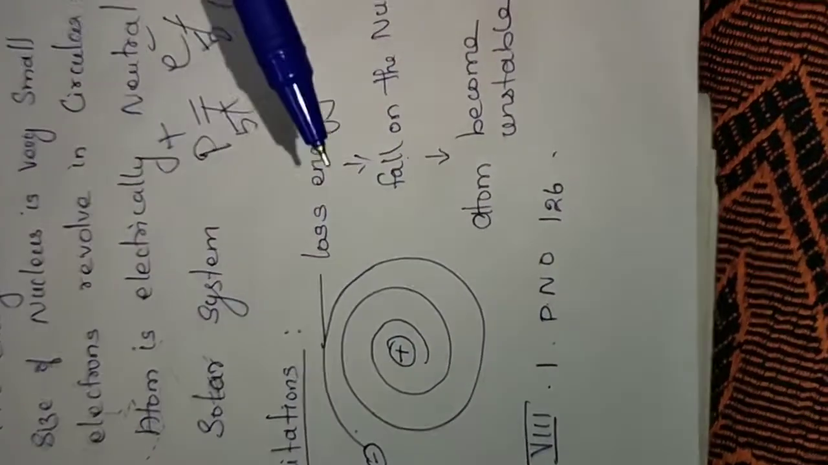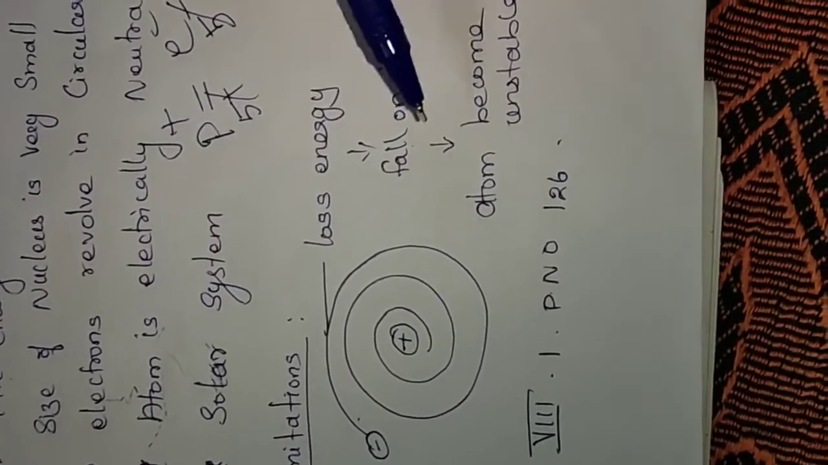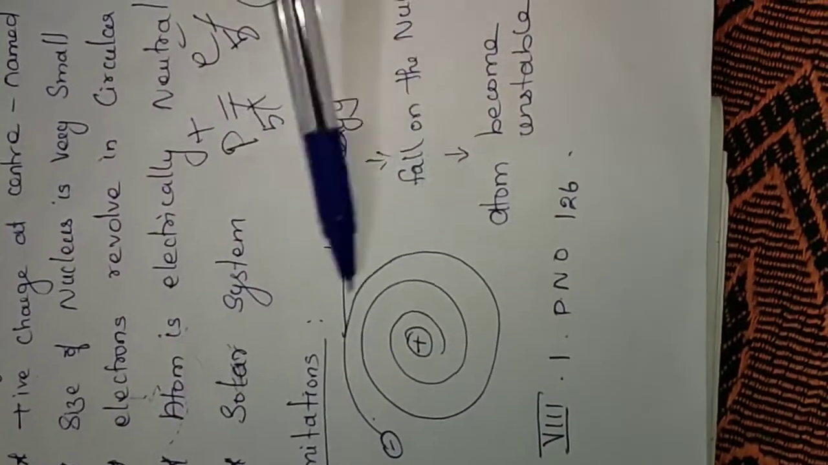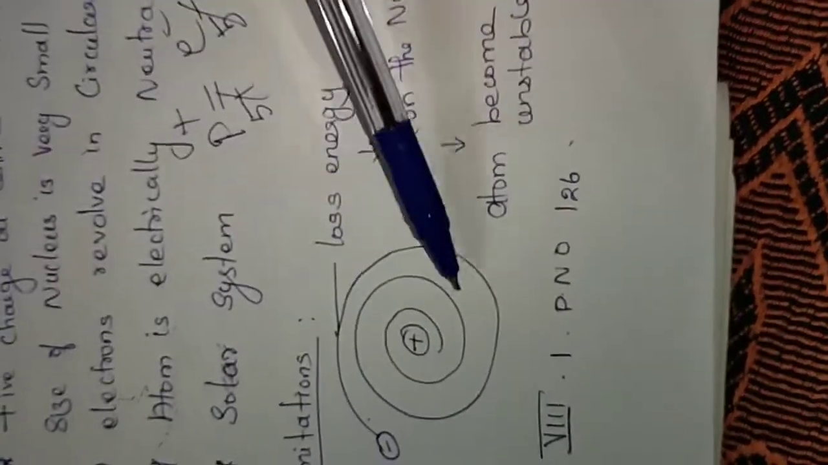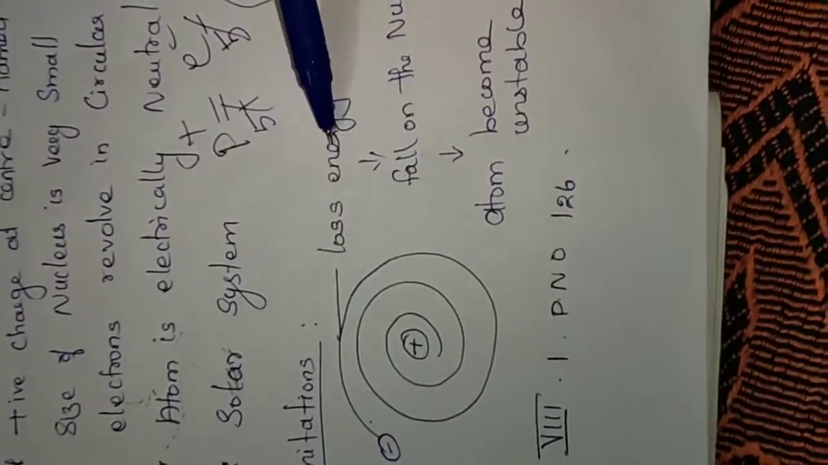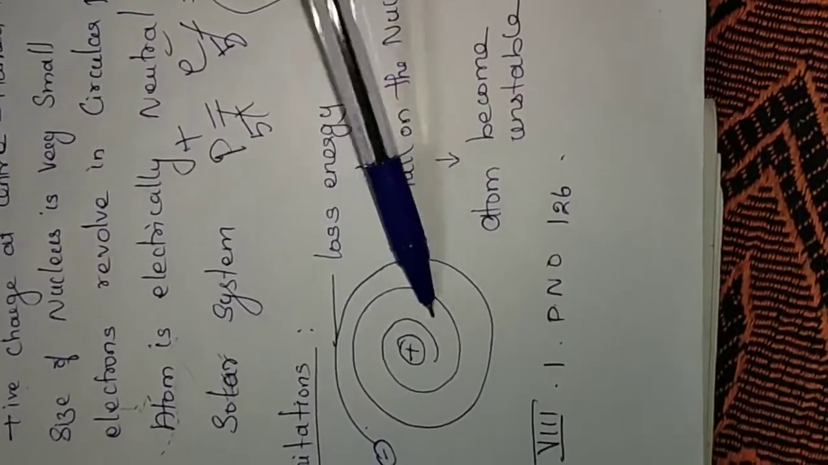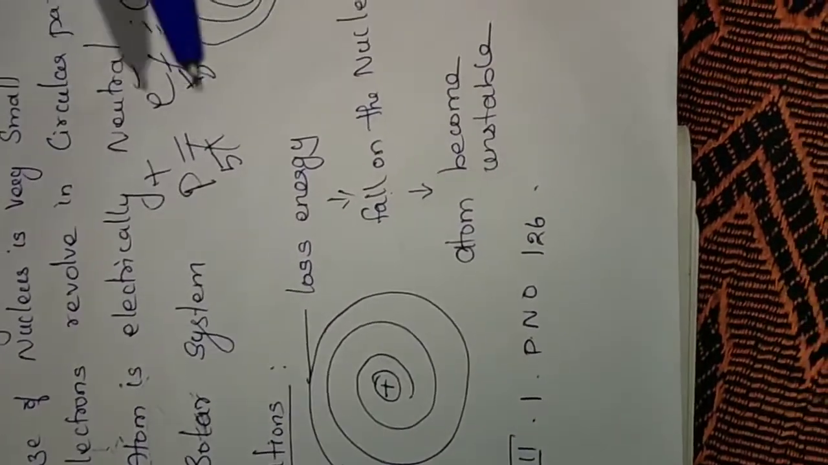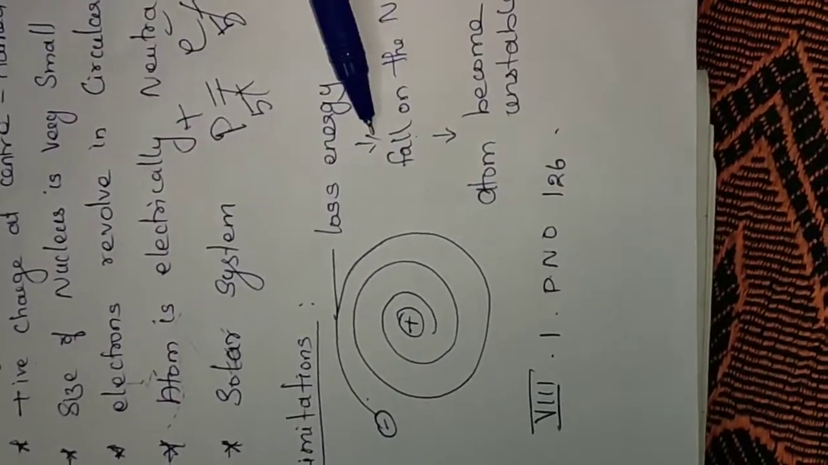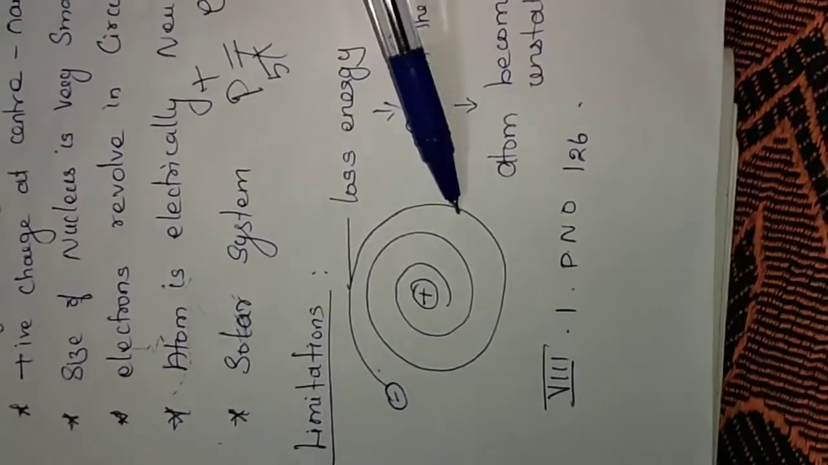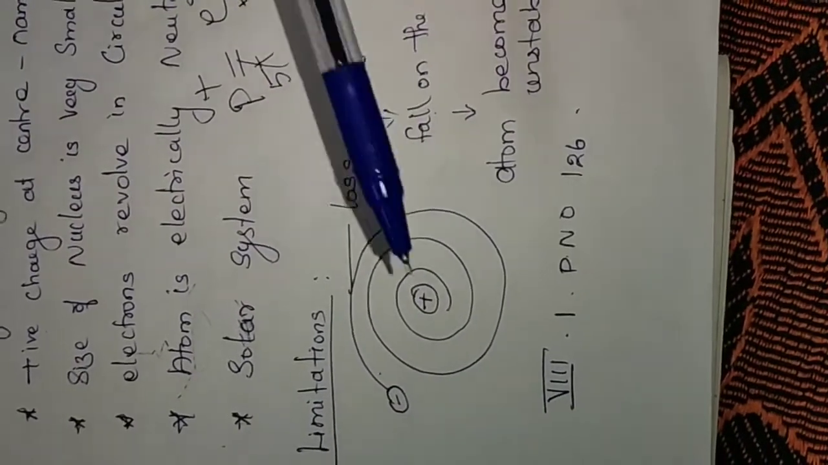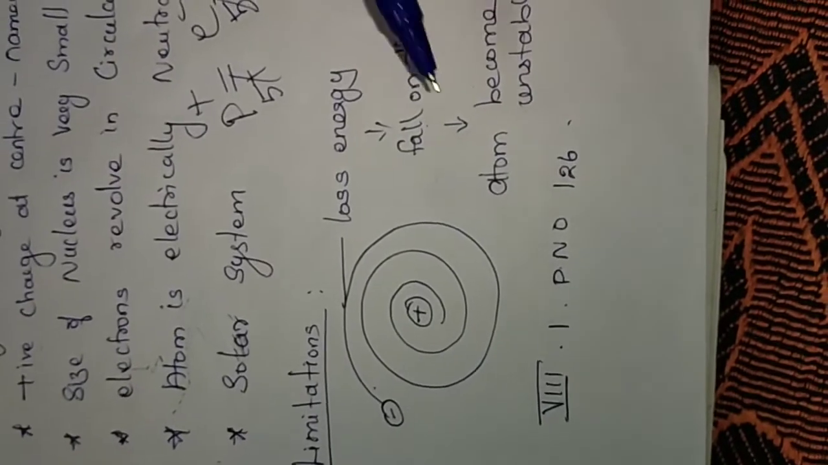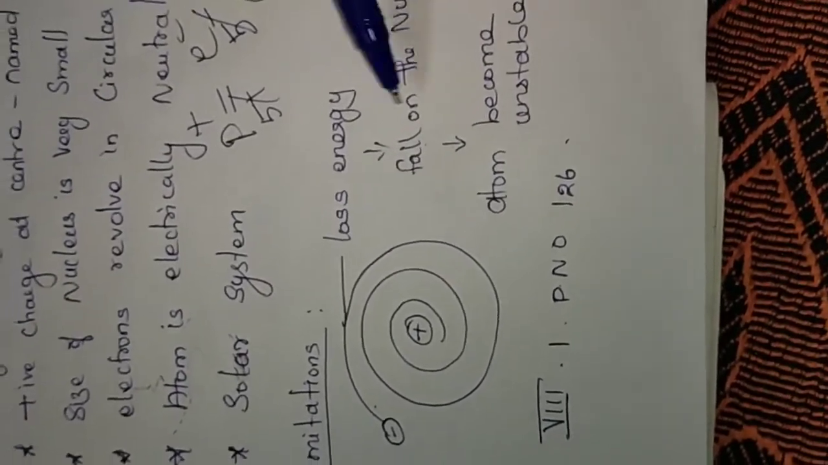Further, he did not prove the stability of the atom. According to him, if the electron rotates in such a direction, it might fall at one position, lose energy and fall on the nucleus. If it happens, the atom becomes unstable, but atoms are stable. So Rutherford failed to explain this. So this theory comes to failure. Again, this was proved by the next scientist, Niels Bohr.